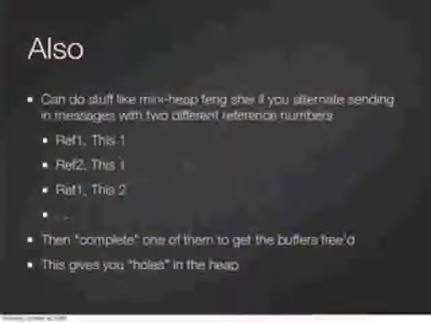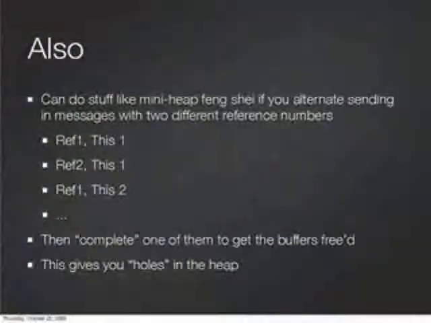All right. And then you can also do other more complicated things, like instead of just trying to lay it all out right in a row, you can try to create holes, which is going to be important because we want to control things before the buffer, right? And the only way you can do that is to have something already there and have your thing end up right after it. So the way you do that is you can do reference 1, this one, reference 2, this one, reference 1, this, 2. So you end up with 2 reference numbers and you intertwine them, then you complete one of them. And so one of them gets freed, but they're every other buffer. And so then you end up with all these holes in the heap.